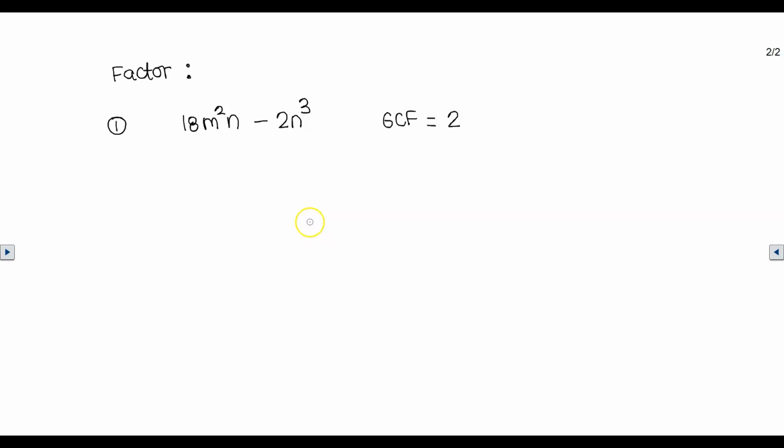Now I turn my attention to the variables. Remember, the first thing is that they all have to have it. And then the second thing is, if they all have it, then I take the smallest power. So I see m's and I see n's. Do all of the terms have m's? The answer is no. So that means I can't put m in my GCF. What about n? Do all of the terms have n's? They do. So I can take the smallest power of n, which is n to the first power. So my GCF is going to be 2n, and that will be the first part of my multiplication problem.